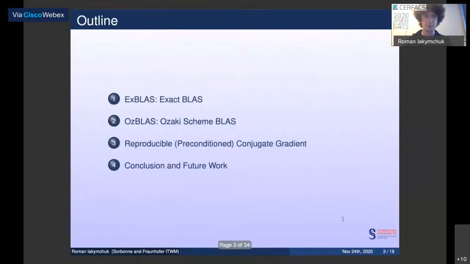To tackle this, I will rely on two solutions. One that I developed myself is called ExBLAS, meaning fast, accurate, and reproducible as much as it can get. The other one is Ozaki scheme BLAS, which is very promising, from a Japanese team. Then I will try to apply these solutions to the preconditioned conjugate gradient method.